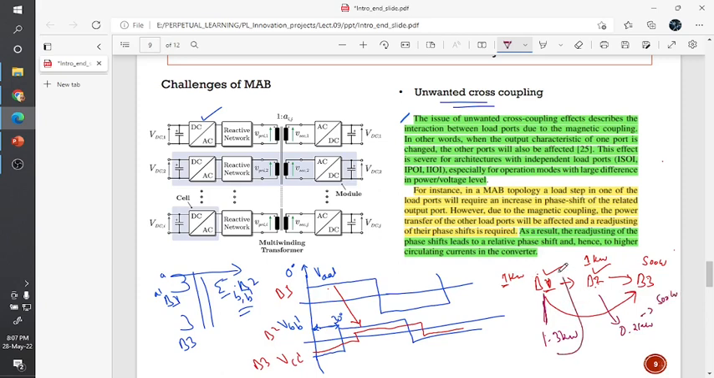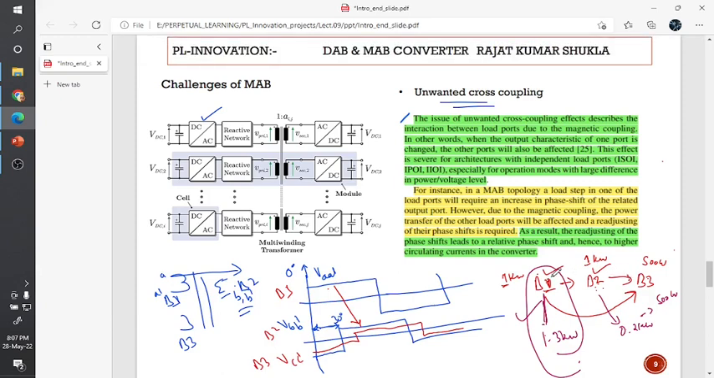So here you can see bridge B1 is carrying high power compared to bridge B2. In fact, this is an undesirable thing, because I don't want to transfer power from bridge B1 to bridge B3. I just want to transfer power from bridge B1 to bridge B2 only, and bridge B2 to bridge B3 only. But because of phase shifting, unwanted cross coupling appears with bridge B3. So this is called cross coupling.